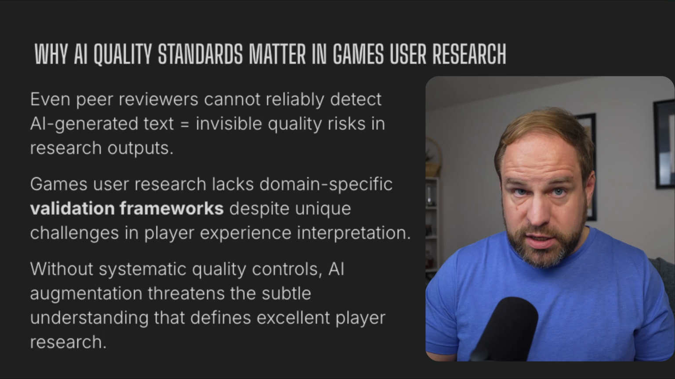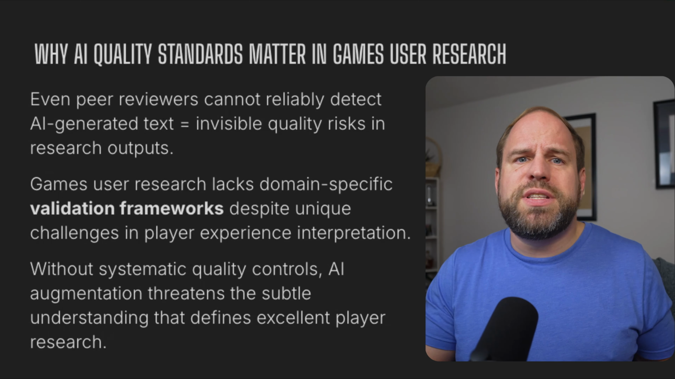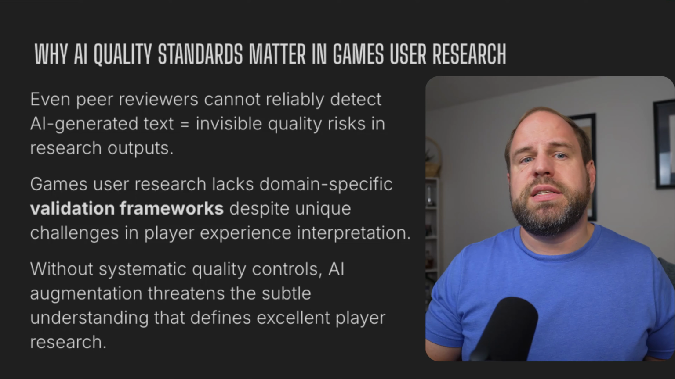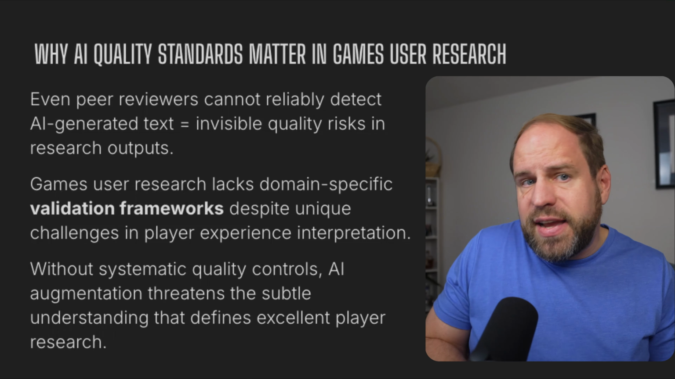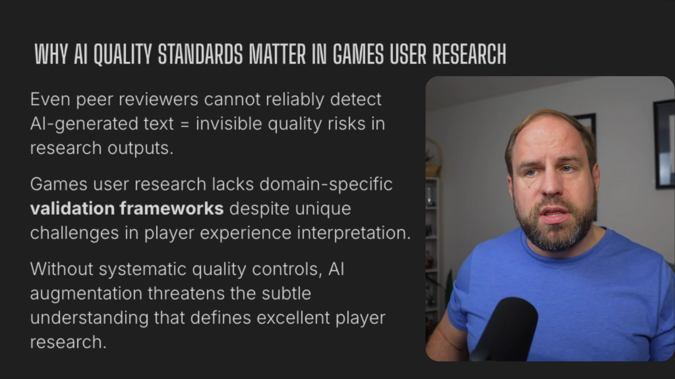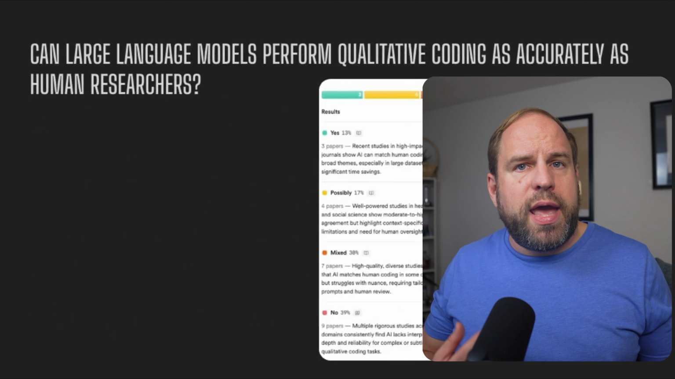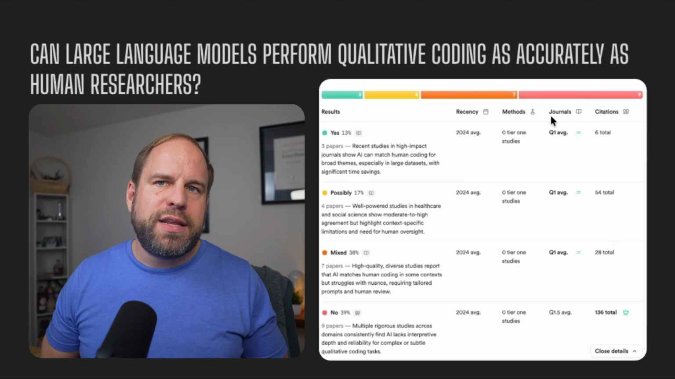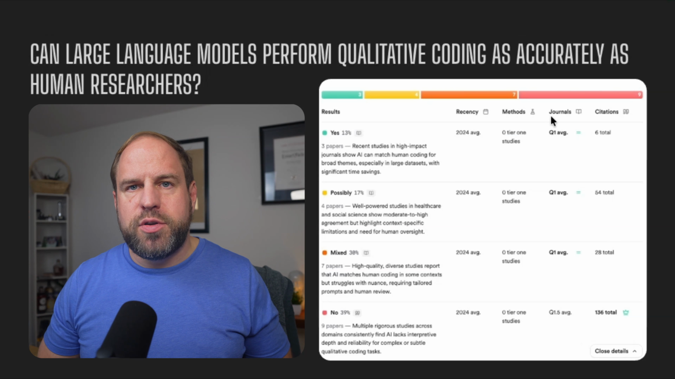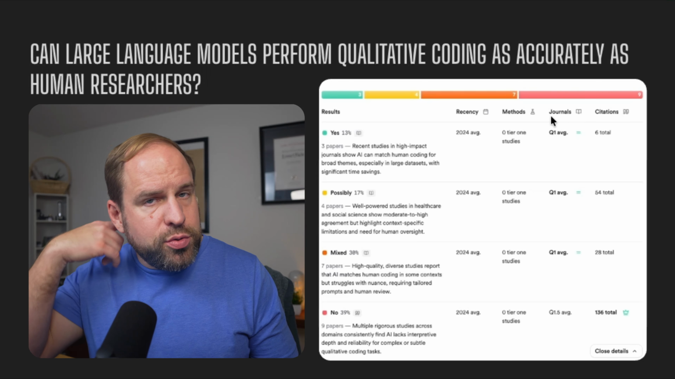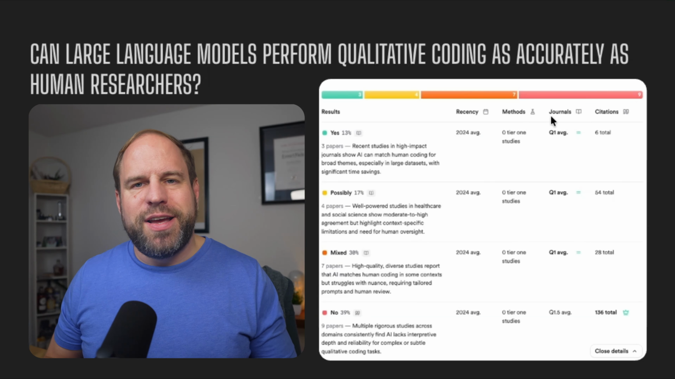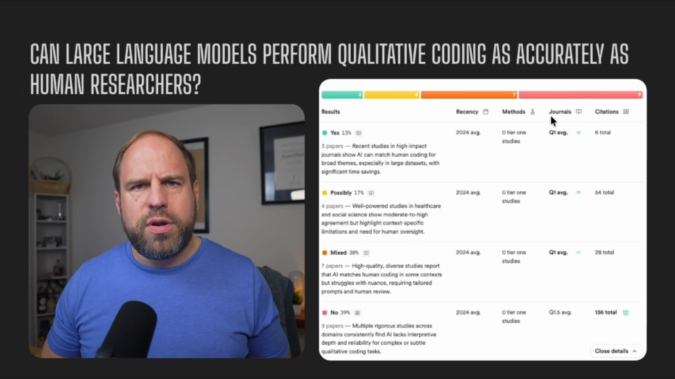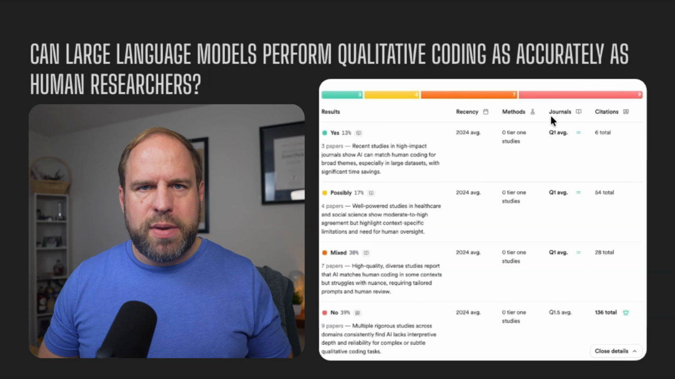in player experience interpretation. And without systematic quality controls, the AI augmentation really threatens the subtle understanding that defines excellent player research. And this is actually the thing where it gets interesting. So I had to ask the question, can large language models perform qualitative coding as accurately as human researchers? And yes, the new Google Scholar Labs, I guess it's called, gives you the opportunity to ask semantic questions like that instead of doing a keyword analysis and then manually doing your systematic literature review.